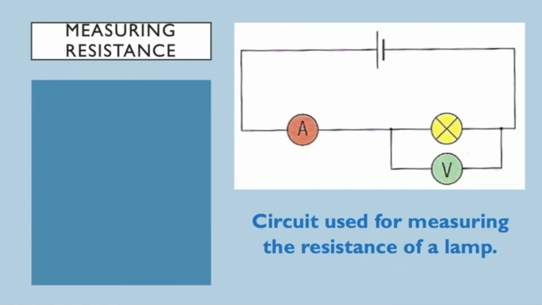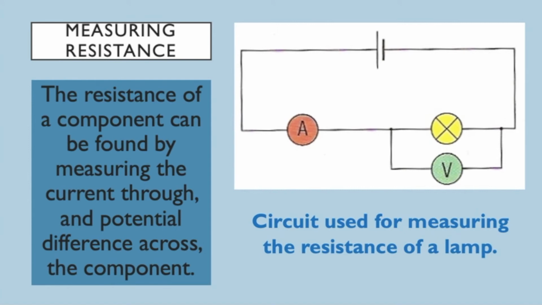So how do we measure resistance? This is a circuit you would use to measure the resistance of a lamp. The resistance of the component can be found by measuring the current through it and the potential difference across it. We always put an ammeter in series with the component we're measuring. Here the ammeter is in series with the lamp, and you put a voltmeter in parallel with the component you're measuring. Here the voltmeter is in parallel with the lamp. We take our measurements, and then we use our equation, resistance equals the potential difference divided by the current, and we find out what the resistance of that lamp is.